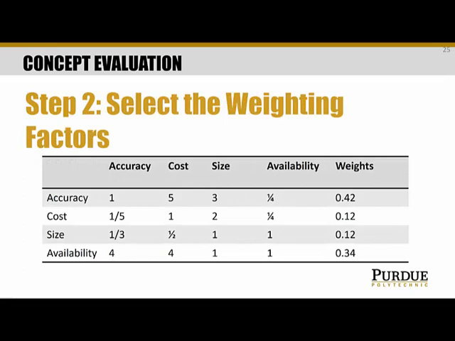Next, we need to determine the normalized weighting factors. So this is done as was done in a previous lecture. This is the same weighting factor table. You'll see that the columns and the rows have the same titles, and we've used this relative weighting. Accuracy compared to accuracy is a 1. Accuracy should be 5 times as important as cost, etc., etc.